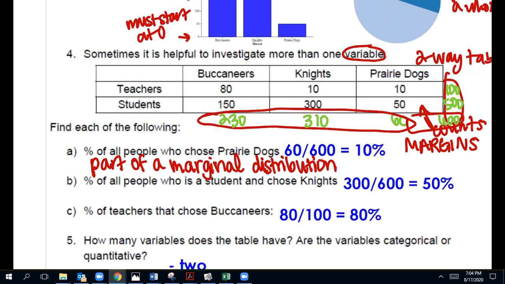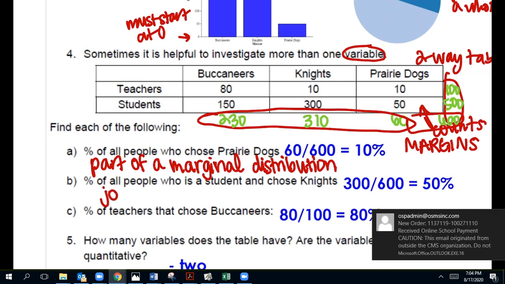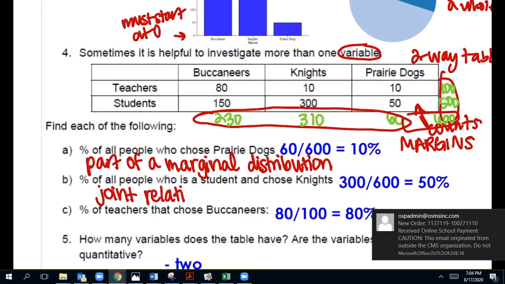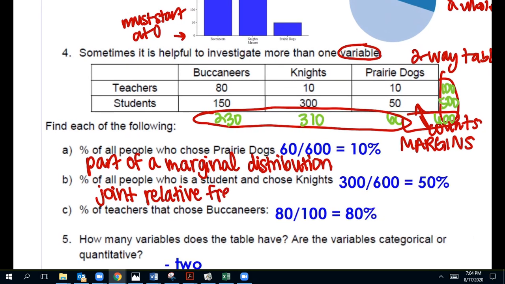It's on the outside. Part B, percent of people who is a student and chose nights. So student and nights is a number from inside the table, and it's like a cross between one variable and the other. And so we call that a joint relative frequency. Joint because it crosses over, relative frequency because that means percent, which we'll include in our important ideas.